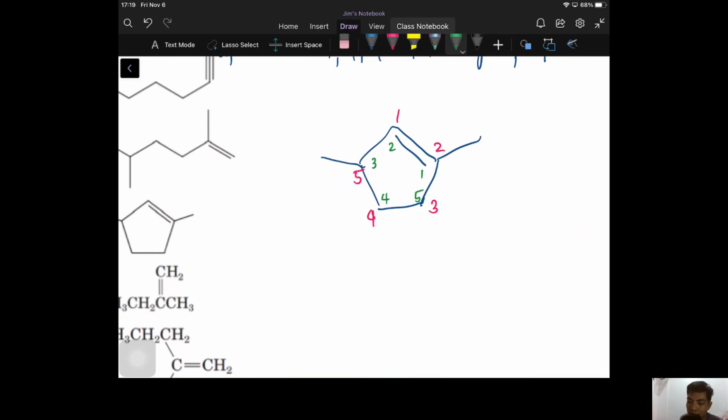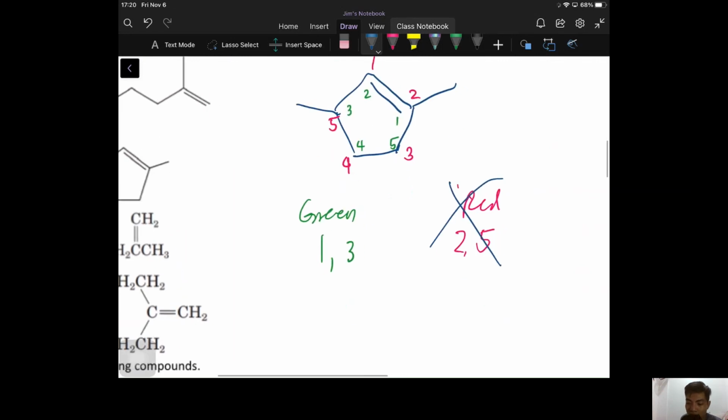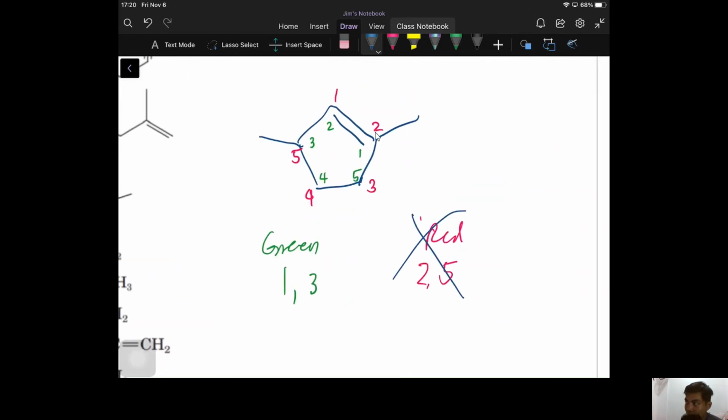Okay. So, tignan natin. Kapag green, pati kapag red. Ano yung substituent numbers kapag green? Substituent number ay 1, pati 3. Okay? Kapag red, ano yung substituent numbers natin? 2 and 5. Clearly, hindi red yung gagamitin. Yung green ang gagamitin. Kasi lowest combination.